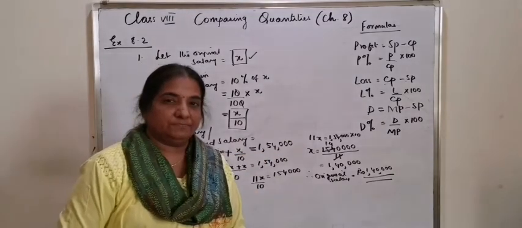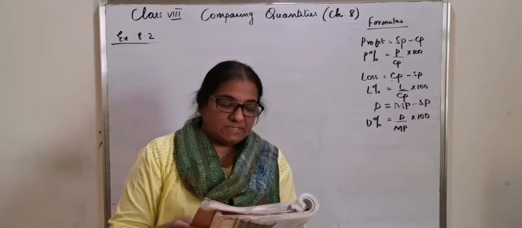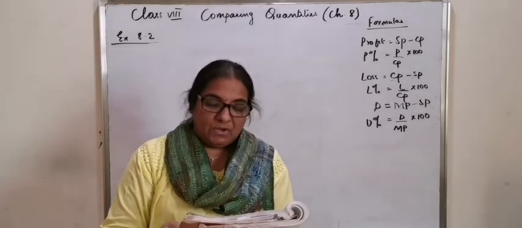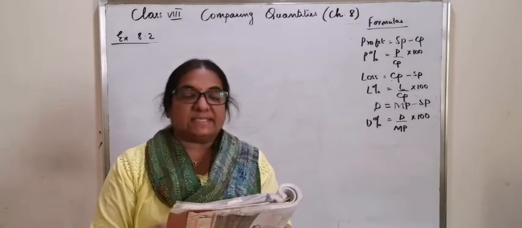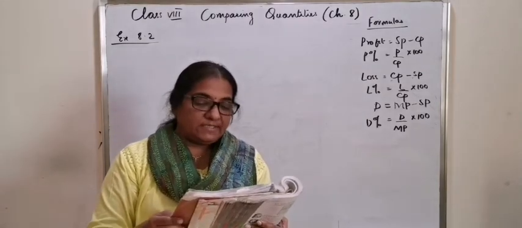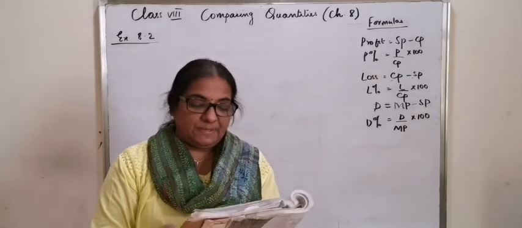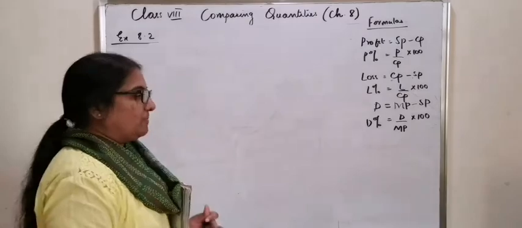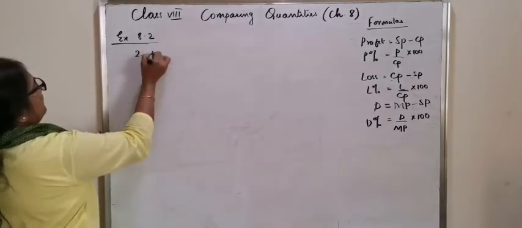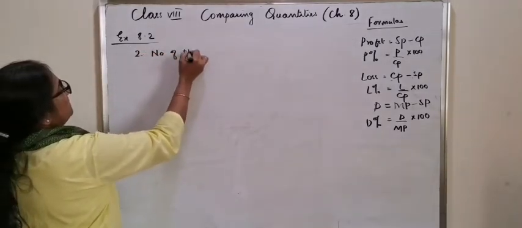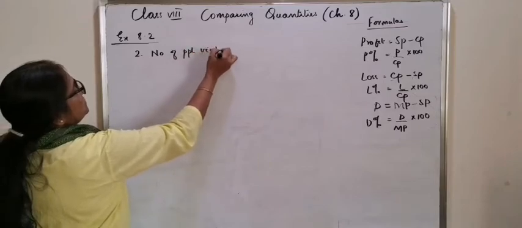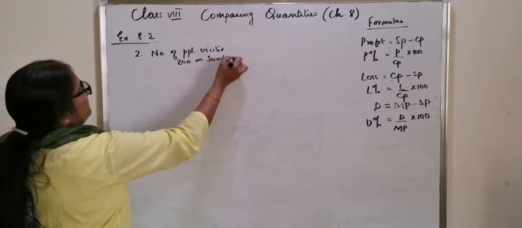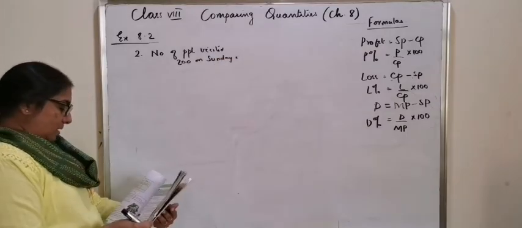Question number 2. On Sunday, 845 people went to the zoo. On Monday, only 169 people went. What is the percent decrease in the people visiting the zoo on Monday? So, it's a normal direct question. How do you calculate? Number of people who visited the zoo on Sunday is equal to how many people?